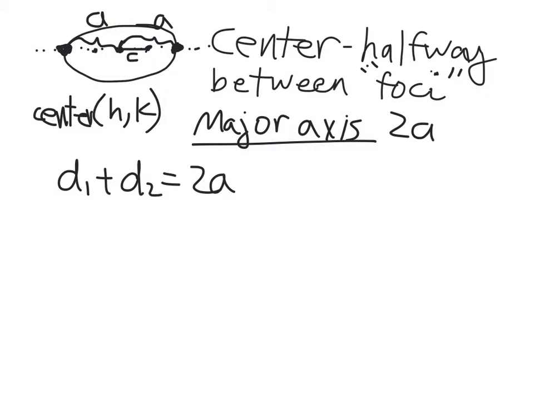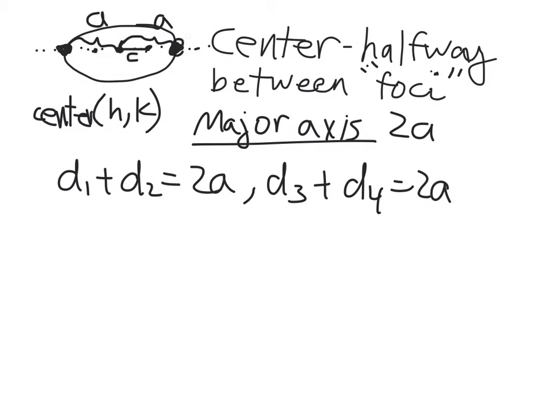Instead of just saying some constant that D1 plus D2 is going to equal, it's actually going to be equal to 2A. And the D3 plus D4 is also going to be equal to that 2A. So that's where the major axis shows us a particular value for the constant. Now, why would that be the case?